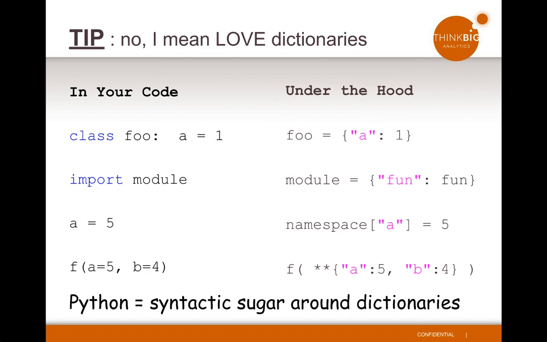Again, it's a dictionary. And even creating and modifying variables is done with a dictionary. If I just say a equals 5 at the command line, what that will do is all of my global variables are stored in a namespace, and the a comma 5 key value pair is added to that namespace. So Python is just syntactic sugar around dictionaries. So take a tip from Guido van Rossum and accept that dictionaries are awesome.